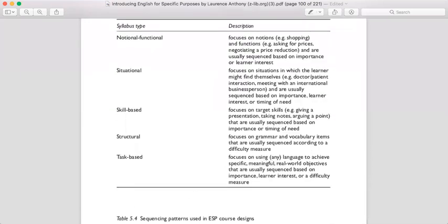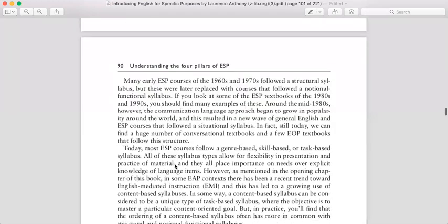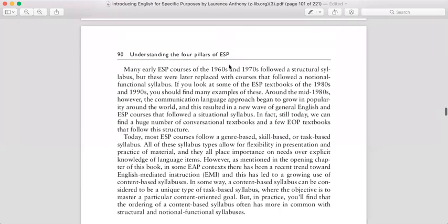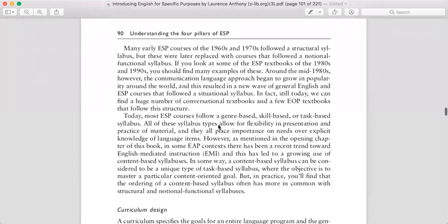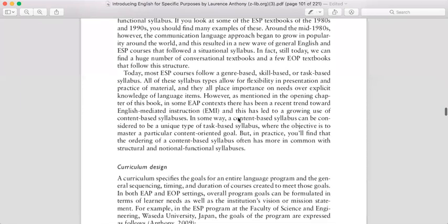Okay, so let's move to our next topic. This is just the history. You can read that in the 1960s and 70s there was structural syllabus, and in the 1980s and 90s we came to communication and communicative language approach, and then we developed more advanced kind of syllabuses where there were conversational textbooks, and then EOP textbooks were also there.